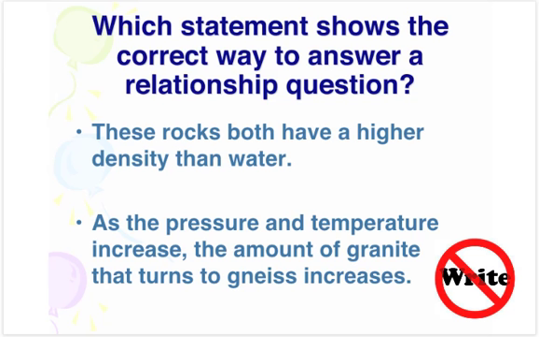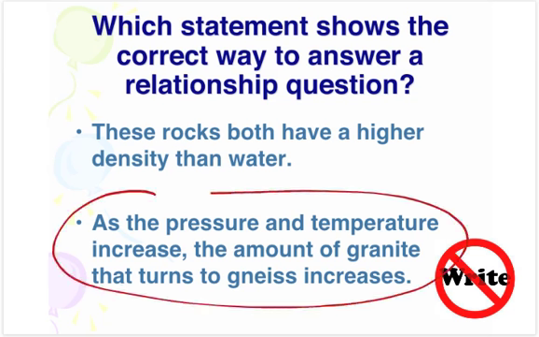All right, so this is a do not write slide. Which statement shows the correct way to answer a relationship question? So the first statement says, these rocks both have a higher density than water. The second one says, as the pressure and temperature increase, the amount of granite that turns to gneiss increases. Okay, don't worry about the actual objects themselves and never having heard of them, but just how is the answer phrased? Which one is the correct way to answer a relationship question?